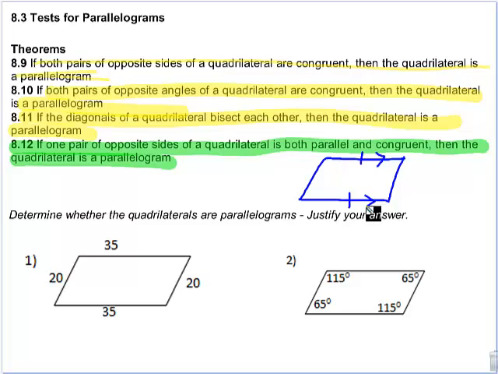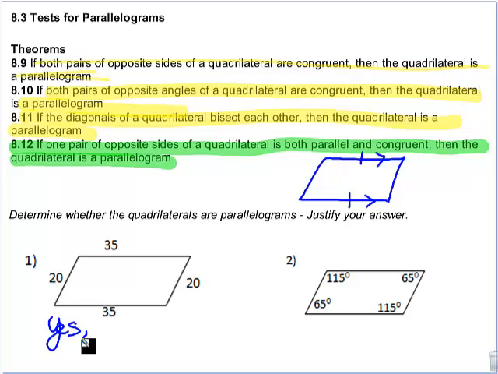So, determine whether the quadrilaterals are parallelograms. Justify your answer. Justifying your answer is letting us know which of these ones up here it qualifies as. So number one, there's our quadrilateral. It has the side lengths of 20, 35, 20, and 35. Is this a parallelogram? Why?